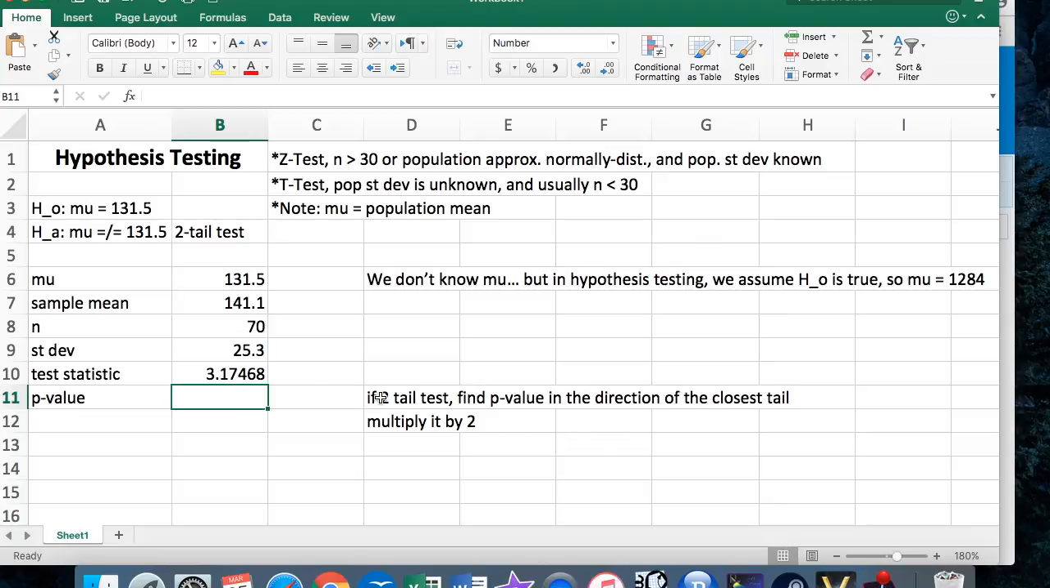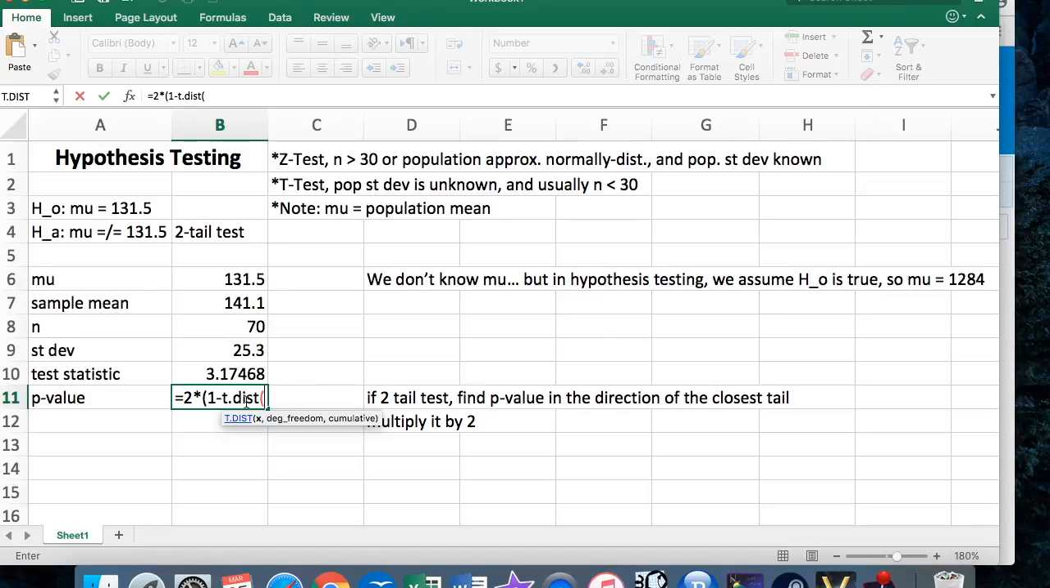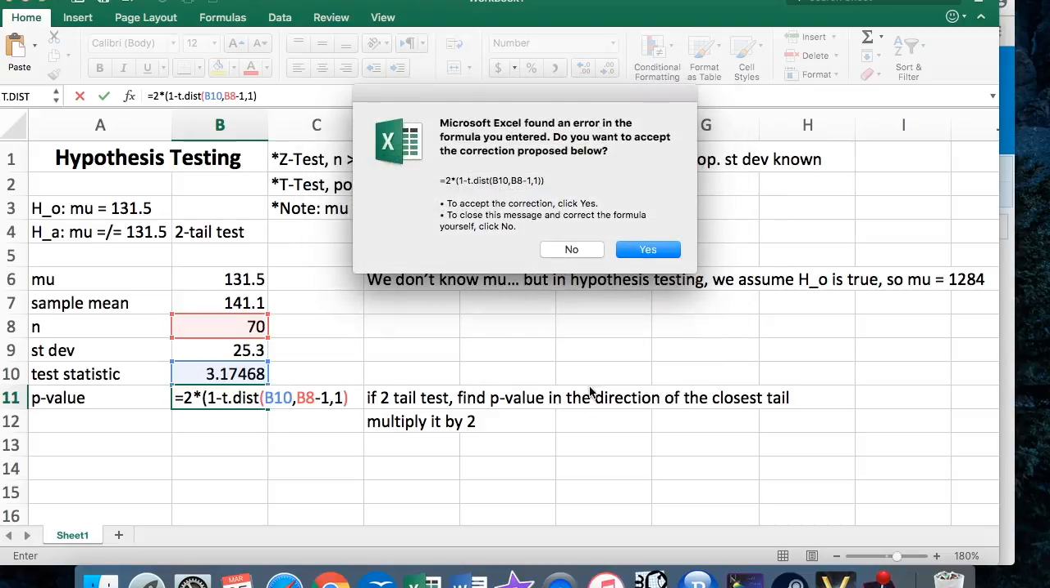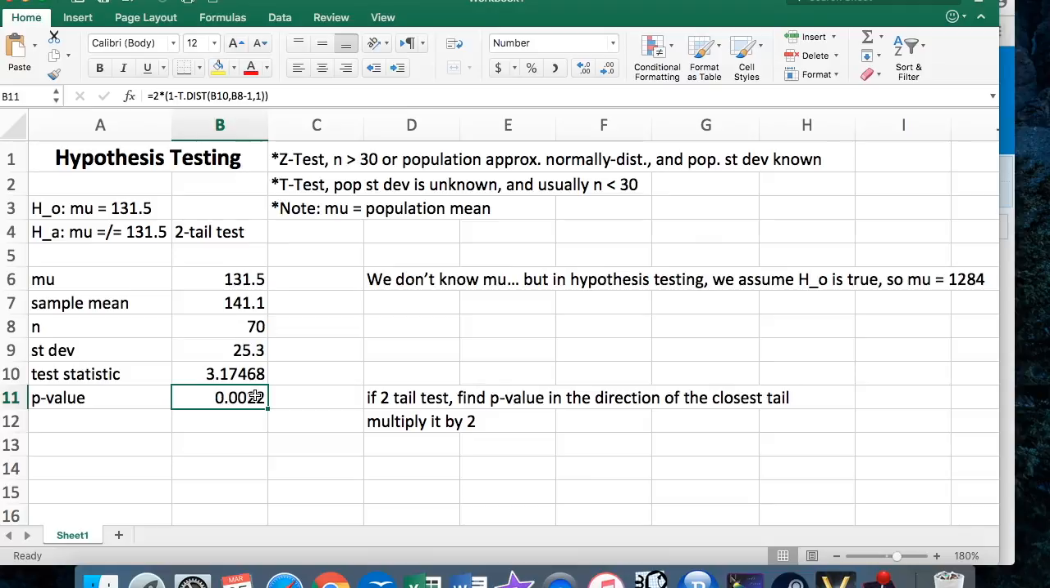Okay, so then since we're finding the area to the right, we know we're going to do 1 minus, but we have to do 2 first. So 2 times, then do 1 minus. Now we're going to do our t dot dist, because remember this is a t-test. Click on your test statistic. Your degrees of freedom is n minus 1, right, so it'd be your 69. And then cumulative, it is cumulative. And oops, I forgot to put one more parenthesis there. There we go, that's my p-value.